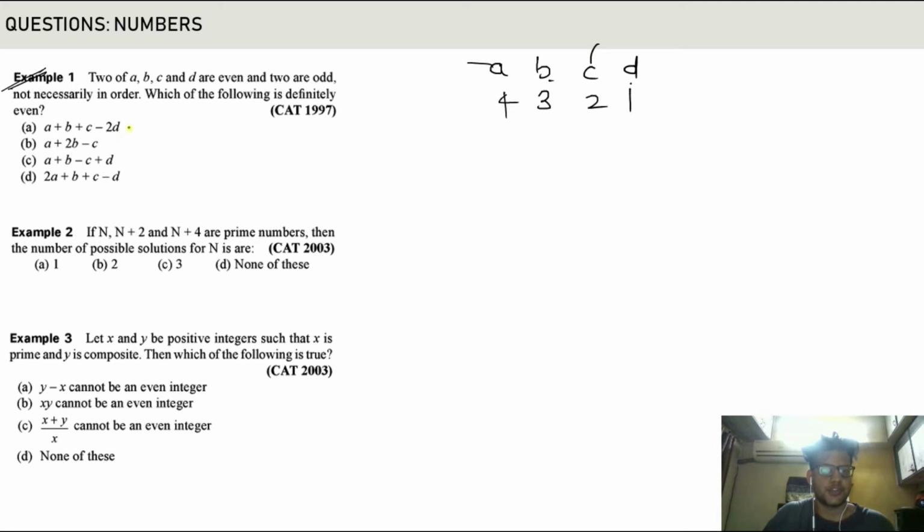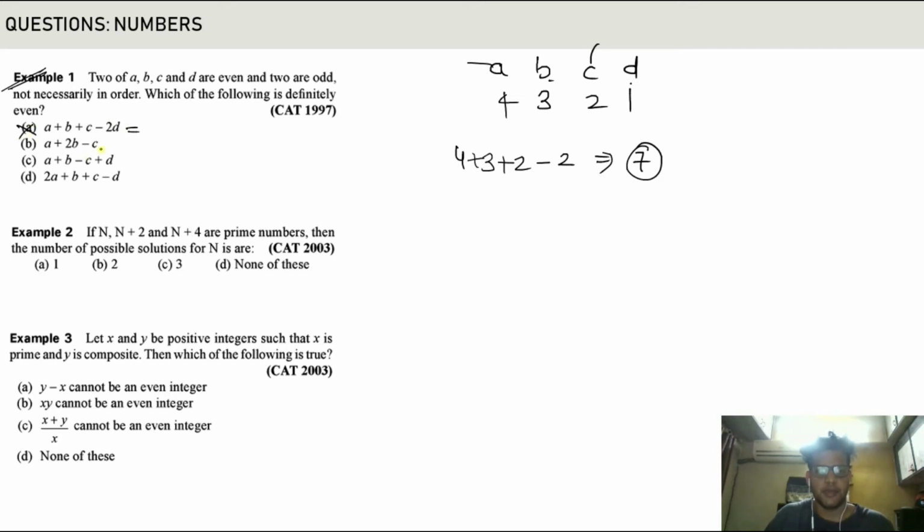Let's try the first condition. The first condition says A plus B plus C minus 2D. A plus B plus C minus 2D, that is 9 minus 2, so that is 7. Now which of the following is definitely even? Here I'm getting an odd number. That means option A cannot be true.